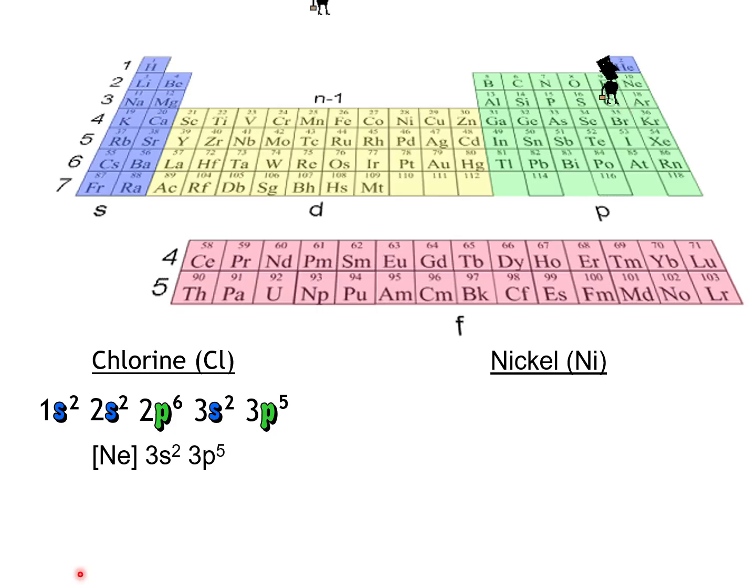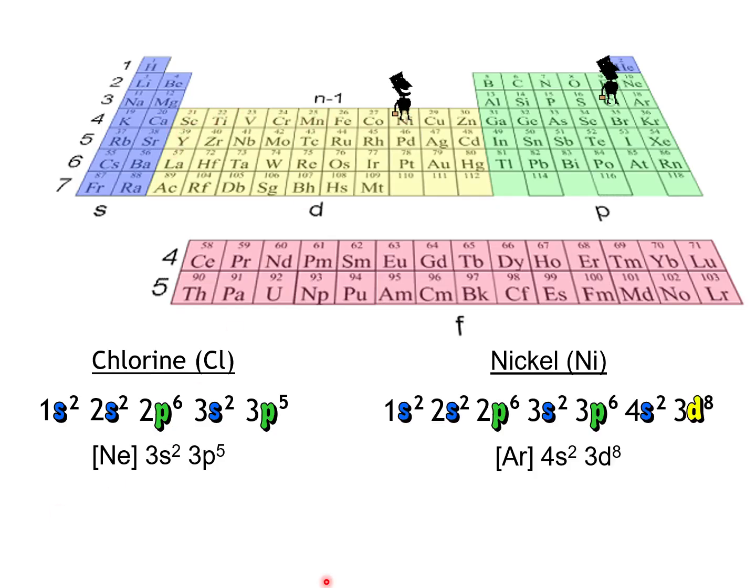Next example would be nickel. So let's do the core first. So up one all the way to the end. So it's argon, and then it's 4s2. Remember, we stepped down by 1, so 3d, and then we count the boxes over, 3d8. So there's the complete electron configuration, and there's the noble gas core. Like I said, a lot easier to write.